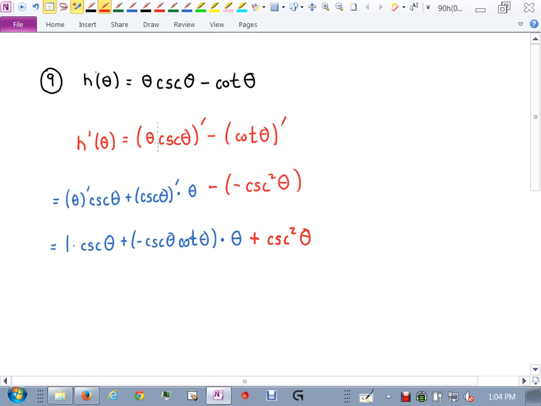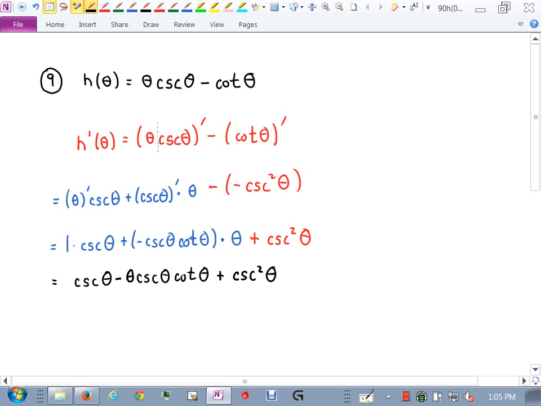And then maybe just write it one more time. I have cosecant theta minus theta cosecant theta cotangent theta. I had a theta back there. I like to put my theta in front, sorry. And then plus cosecant squared theta. That looks good to me. Now, is that what the back of the book had? Yeah? Okay. You see it now? Right in here? Yep.